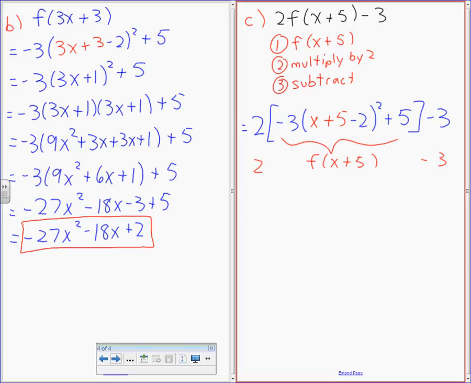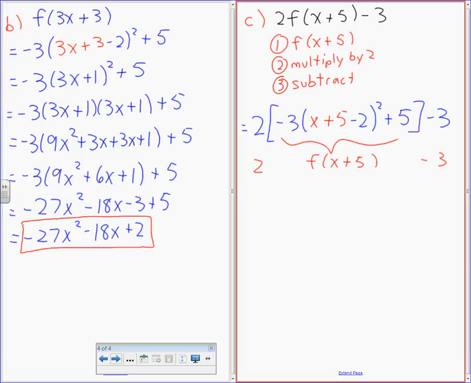Now, if you want to do it my way, you can do that too. So my way is just to do this part, right in the middle, and then at the end multiply by 2, and at the end minus 3. Okay, that'll work too. No comments? Only just terrified. Don't be afraid, you can do this.